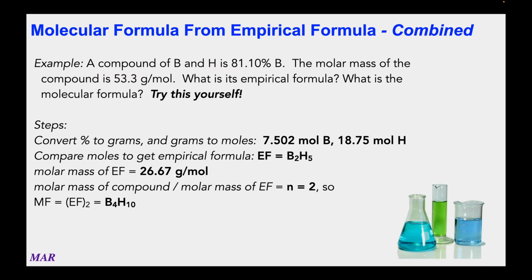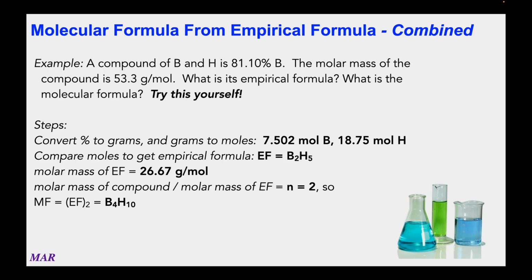This is an example I'd like you to try on your own. I'm giving you all the answers so you can find out if you've got this down or not. In this example, we've got a boron hydrogen compound. It's 81.10% boron, and the molar mass of the whole thing is 53.3 grams per mole. What's the empirical formula? What's the molecular formula?